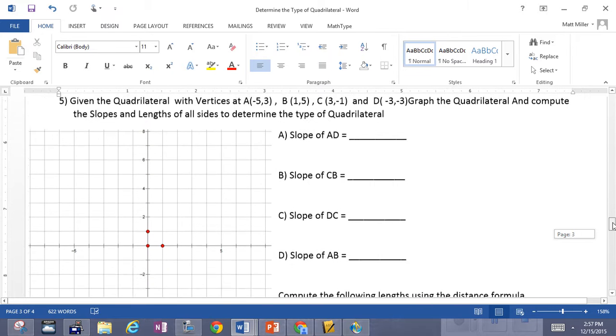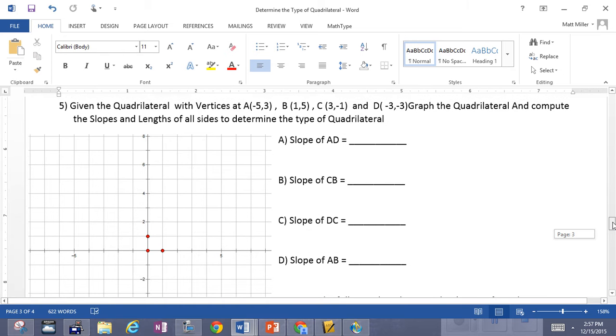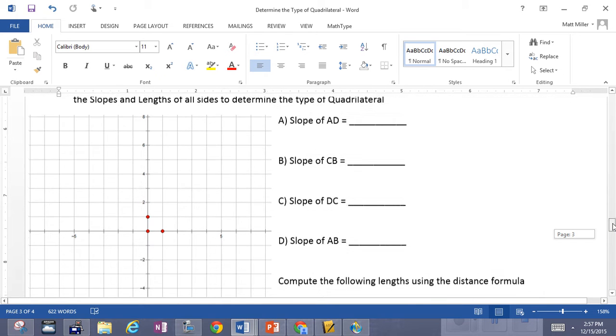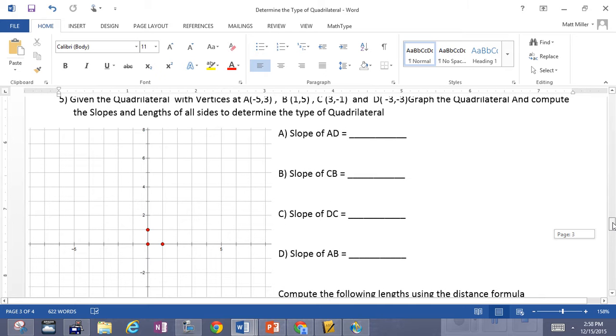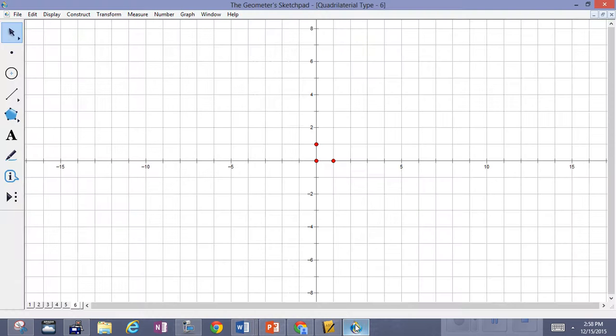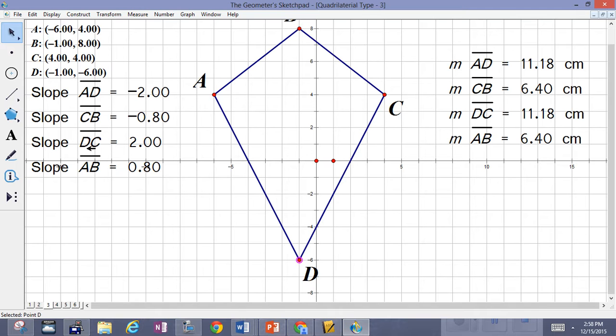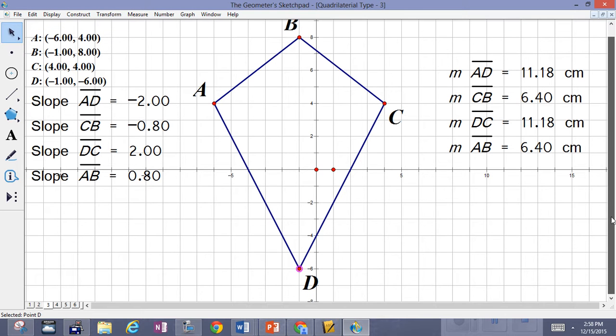I'm going to advise you to take a look at this worksheet ahead of time. I'm going to go through an example problem with you, and I'm going to show you some ways in which we determine what type of quadrilateral it is. So I designed these on Sketchpad. I will show you right here, okay? So I give you the coordinates, you plot the points.